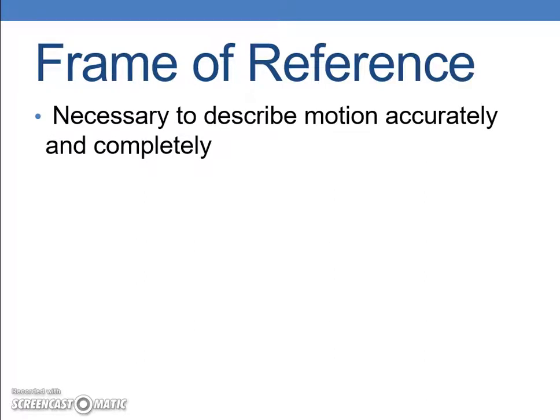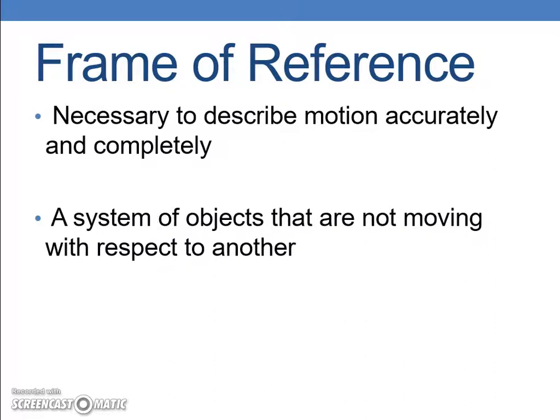Now, a frame of reference is something that's necessary to describe motion, but what we call a frame of reference is an object or a system of objects that are not moving with respect to the object you're looking at. So let me clarify that.